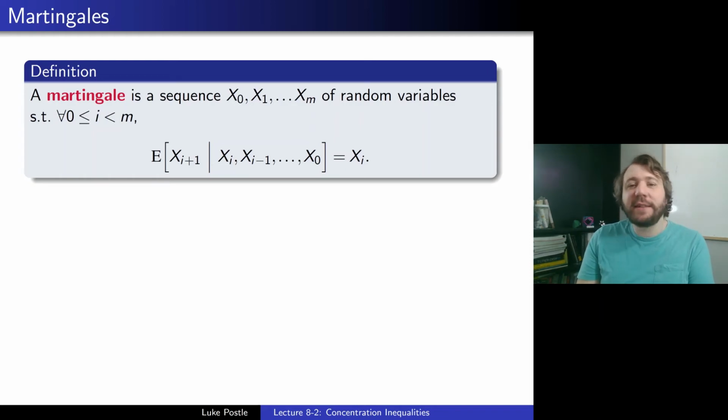So a martingale is a sequence x0, x1 up to xm of random variables, such that for all i, at least 0 and at most m, the expectation of x_{i+1} conditioned on x_i down to x0 is equal to x_i. So this is just a definition, but what does it mean? We're somehow saying it's a sequence of random variables where if I condition on the past, the expectation of the next one is the same as where we were before. Let me put this maybe in more illustrative terms.